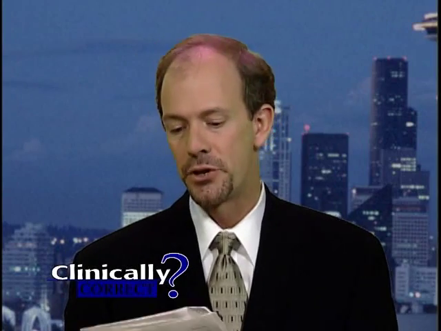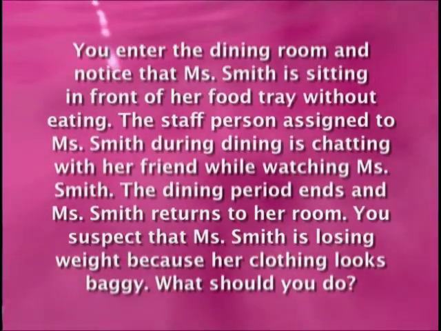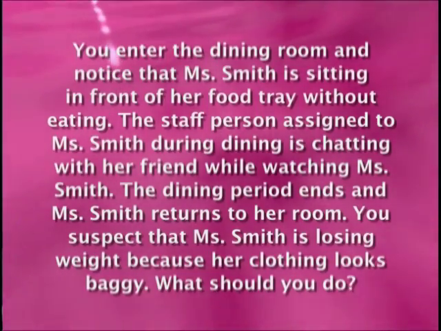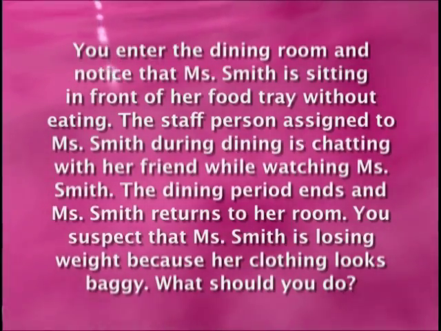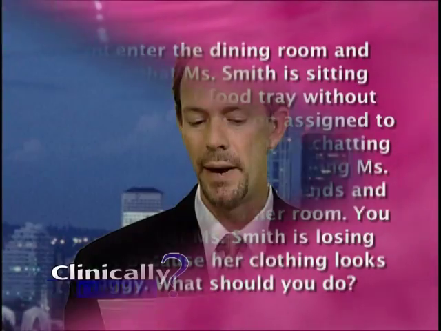Okay, let's move on to the next question. You enter the dining room and notice that Ms. Smith is sitting in front of her food tray without eating. The staff person assigned to Ms. Smith during dining is chatting with her friend while watching Ms. Smith. The dining period ends and Ms. Smith returns to her room. You suspect that Ms. Smith is losing weight because her clothing looks baggy. What should you do? Maybe encourage the staff person to feed the resident.